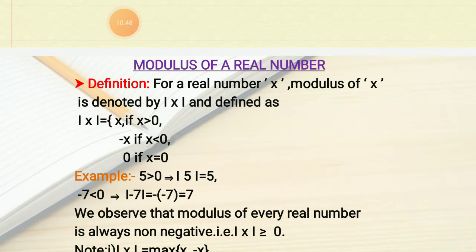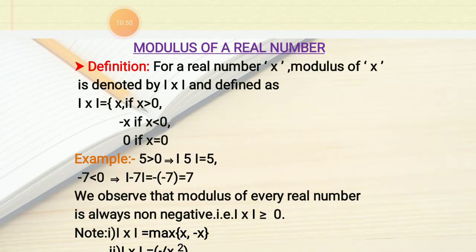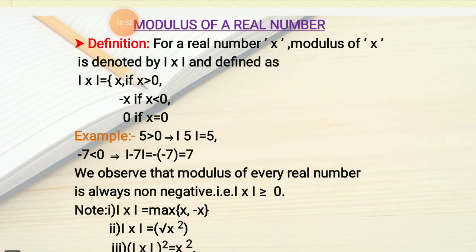Now a very important concept in the real number system, that is the modulus of a real number. For a real number x, modulus of x is denoted by a vertical line, x, another vertical line, and defined as modulus of x equal to x if x is positive, and minus x if x is negative, and 0 whenever x equals 0. Example, 5 is greater than 0.